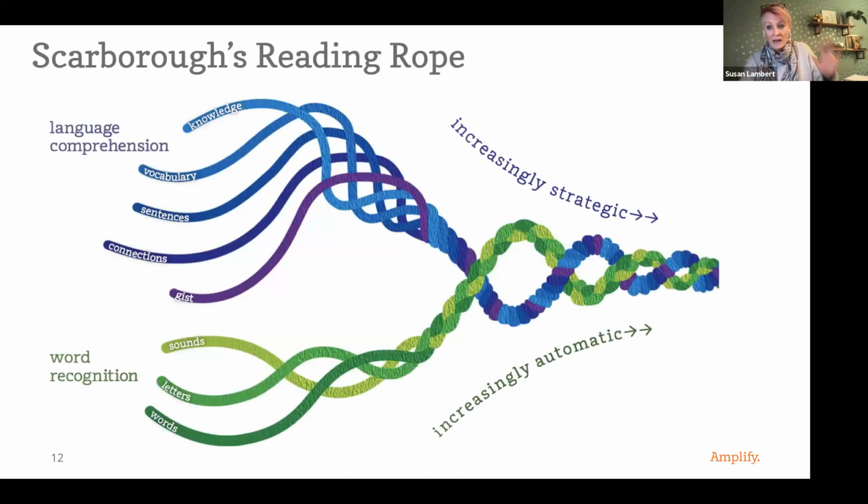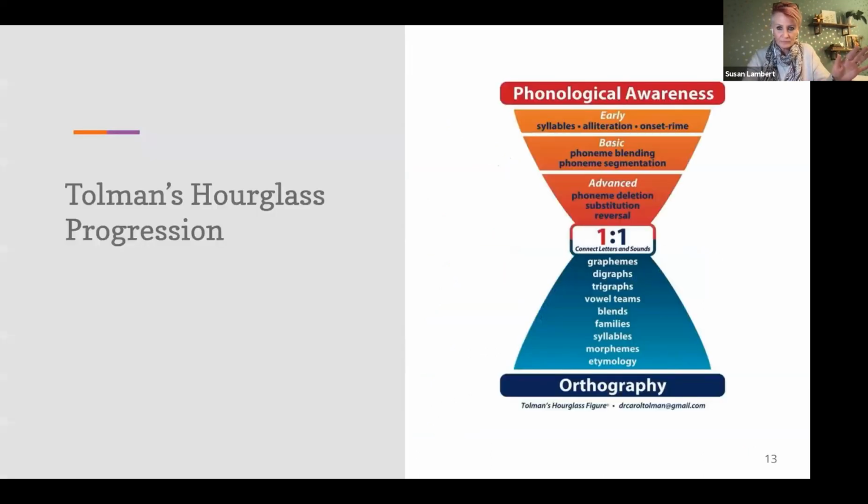And reminder, this framework of Scarborough's reading rope actually shows us there on the top that language comprehension element, right? What's all involved in that, and the word recognition side. We're going to focus on the word recognition side, but like I said, there are links that we have to make to what kids hear and talk about in our oral language development.